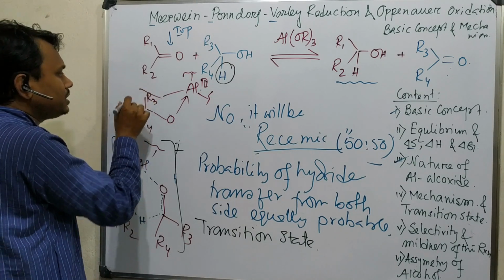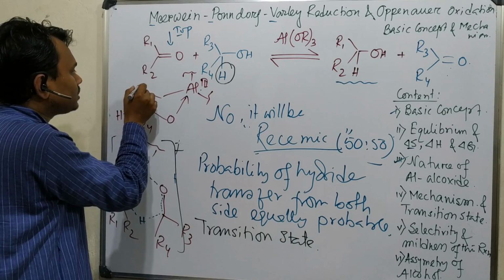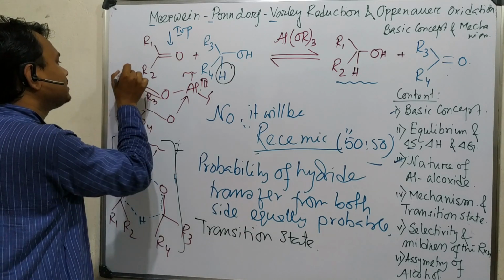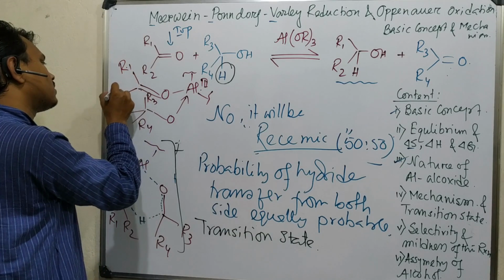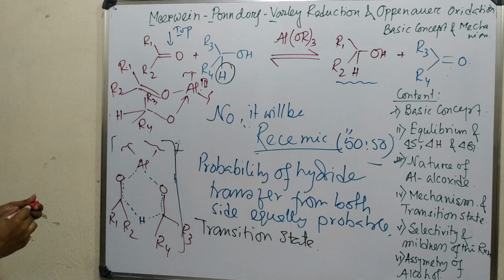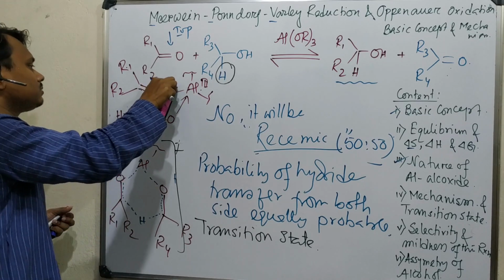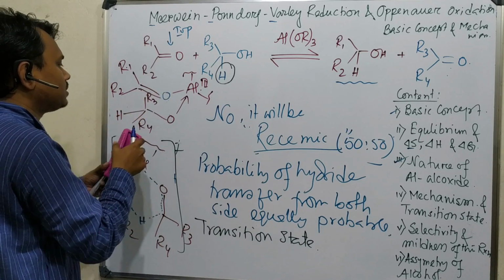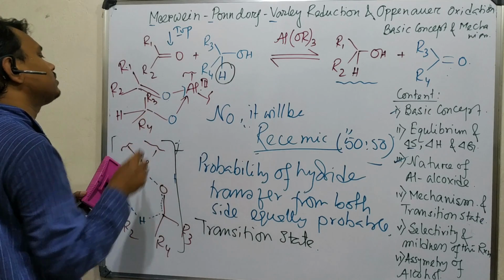Fine. So this is oxygen, and this is R1, R2. I guess it is difficult for you to understand. Let's redraw it in a little better way. It will be helpful. So this is oxygen, this is oxygen, and this is also coordination.